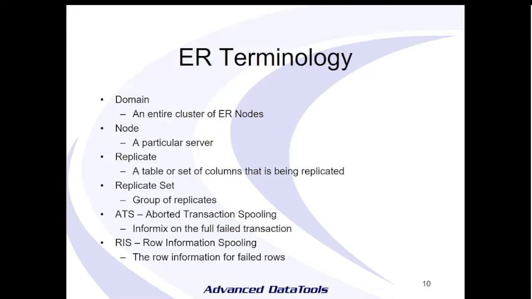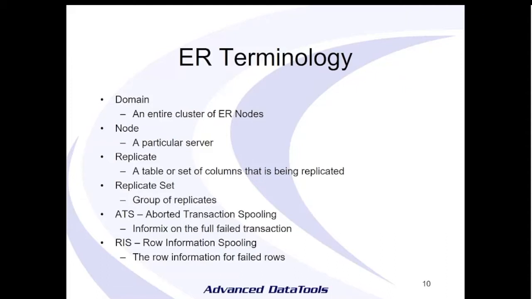Then there's ATS and RIS, aborted transaction spooling and row information spooling. What these are is if a replicate fails, or if a transaction fails as part of a replicate. A common example I've seen of this is if you have a primary target system, and somebody on the target system has deleted a row, and then on the primary system, somebody issues a similar delete. But when it gets to that target system, the row is already deleted. It'll view that as a failure because it can't delete a row that does not exist.